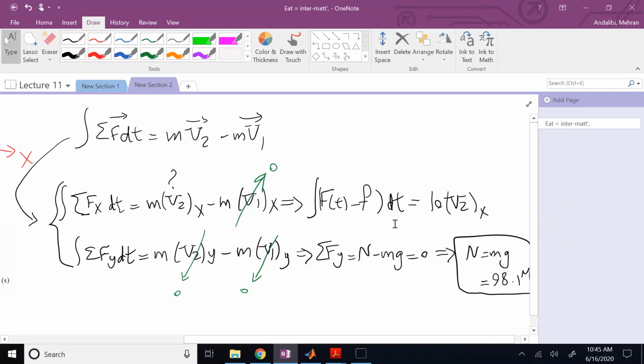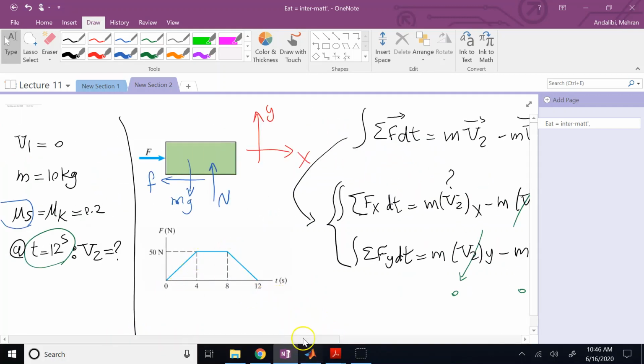Now, I can separate this integral because it's a subtraction, so I can say this is the integral of F dt minus the integral of friction dt. Integral is a linear operator, I can separate it. So this is quite clear, right? That's the area under the curve, the area of this trapezoid.